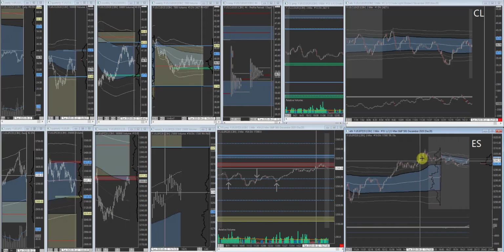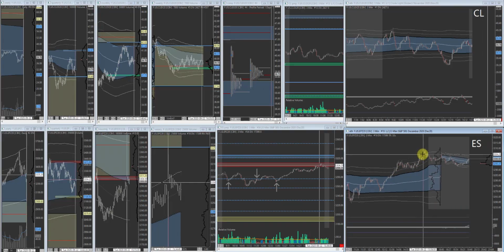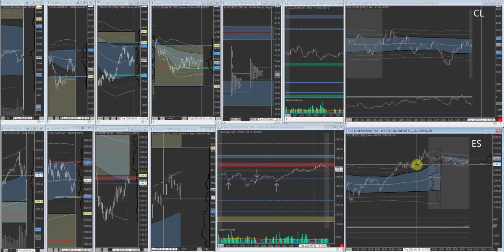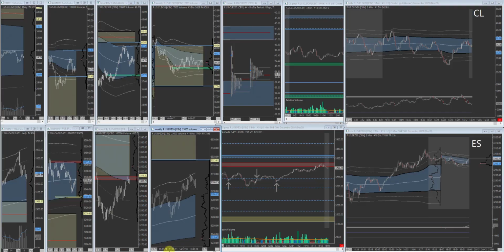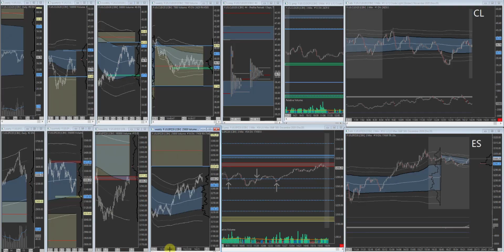to kind of ramp up into that 3,300 area into the close. But what are you going to get long at 32.90s? Depends on what your time frame is. But yeah, that's my logic behind hypos and what I thought about the session today.